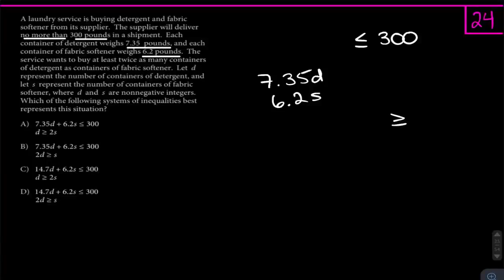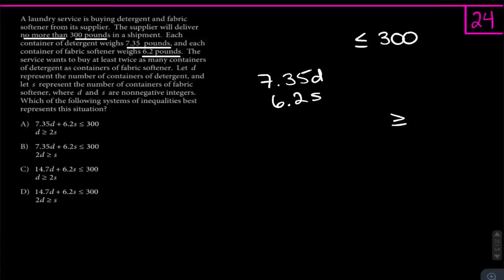And this person wants to buy at least twice as many containers of detergent, right? So twice as many containers of detergent does not mean 2D. Okay, don't get caught up with that. You can see in the answers here, they're trying to catch you on that exact thing. And you can also see here that they have the opposite going on.